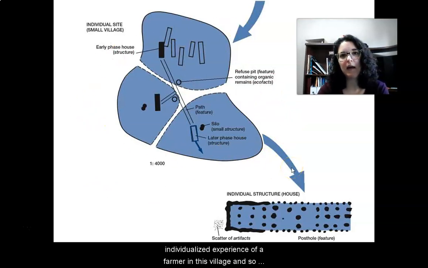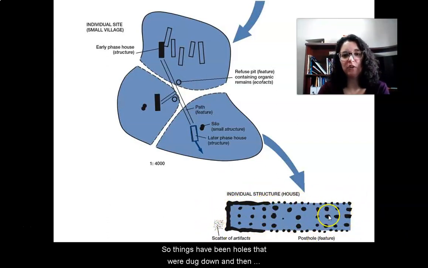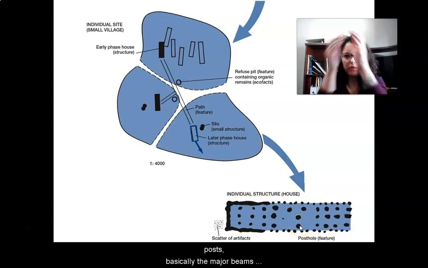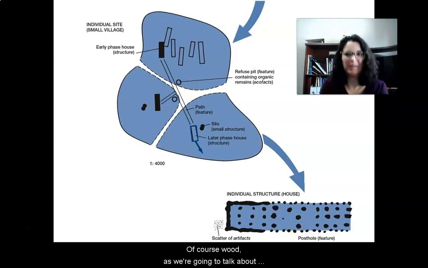Maybe we want to get at an individualized experience of a farmer in this village. And so we might look at an individual structure or a house. You can see then that at this scale, we can start to look at structures within the house, such as post holes. These would have been holes that were dug down, and then posts, basically the major beams of the house, would have been buried down into it. Of course, wood, we're going to talk about, doesn't preserve very well, so all we may have then is the remnants of those holes that have been filled in with other sediment.